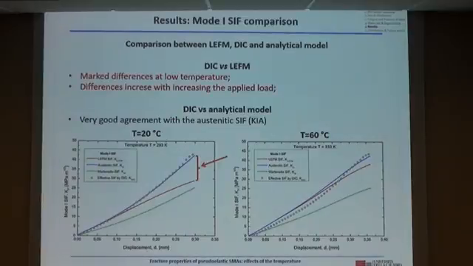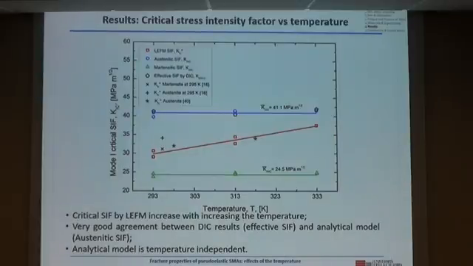fracture mechanics. And as you can see here, the figures report a comparison between linear elastic fracture mechanics, the red curve, and the DIC, the dots. There is a large difference, especially at low temperature and high loads. This is due to the fact that when increasing the load and decreasing the temperature, the transformation zone increases. While if we compare the results from DIC with our predictions regarding the austenitic stress intensity factor, they are in very good agreement. So finally, let me show the results on critical values of the stress intensity factor.